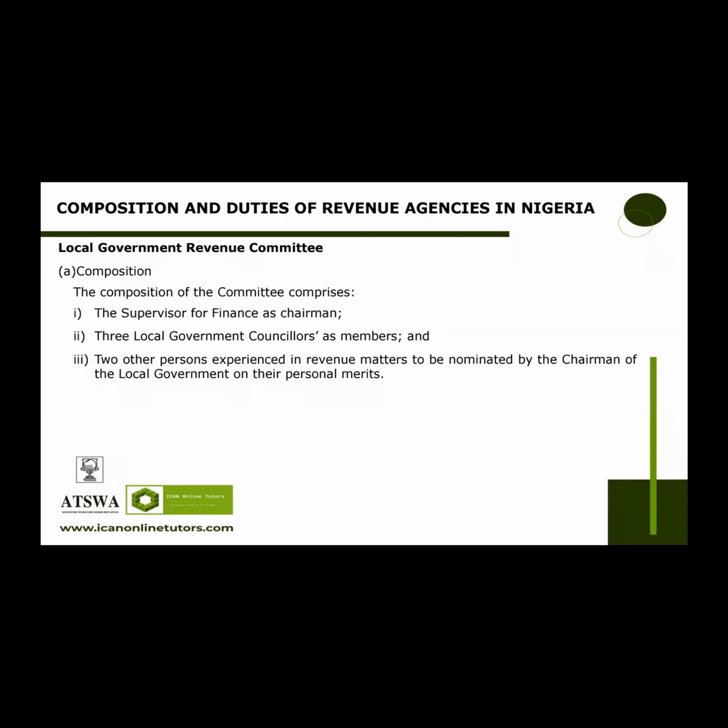Again, the composition of the Local Government Revenue Committee consists of the Supervisor for Finance as chairman, three local government councillors as members, and two other persons experienced in revenue matters to be nominated by the chairman of the local government on their personal merits.